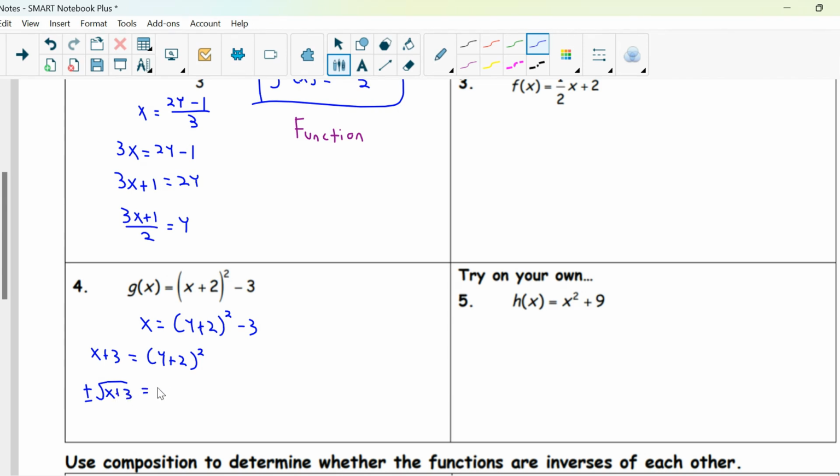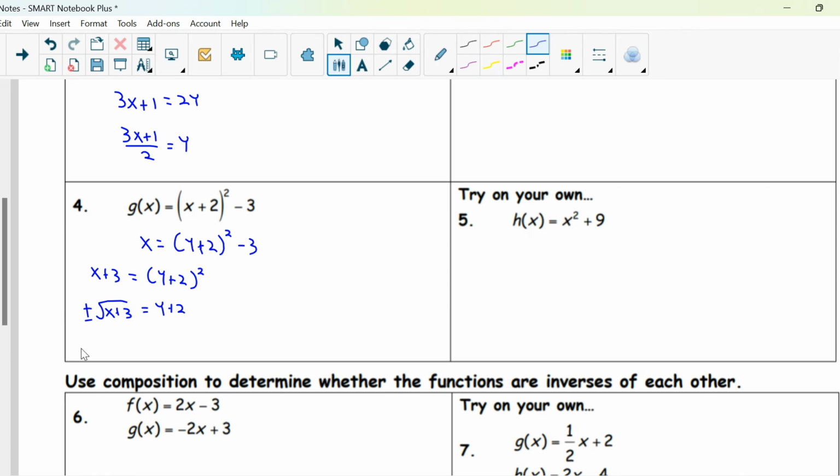x plus 3 equals y plus 2. And now I'm just going to subtract 2. I've got negative 2 plus or minus the square root of x plus 3 equals y. And now I'm going to write this as an inverse. So I've got g inverse, so the inverse of g equals negative 2 plus or minus the square root of x plus 3.